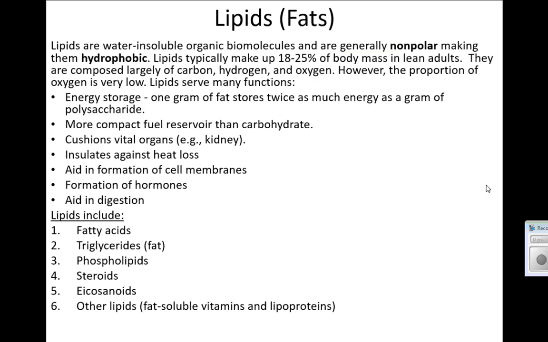All right, moving on. Now we have the lipids, the second principal organic compounds. That's probably known as fats, which we describe as water-insoluble organic biomolecules that are generally nonpolar, making them hydrophobic.